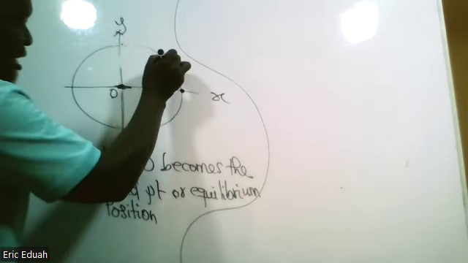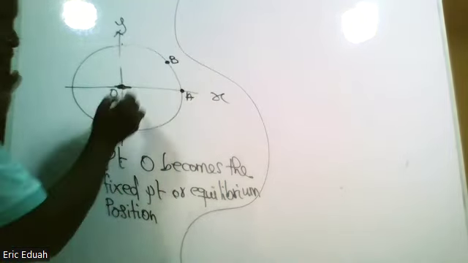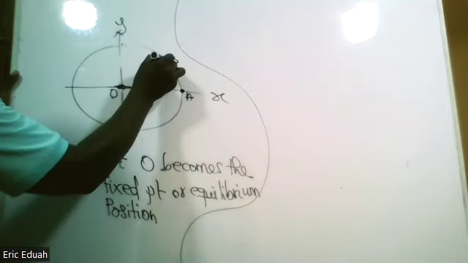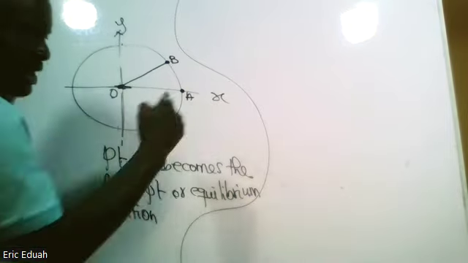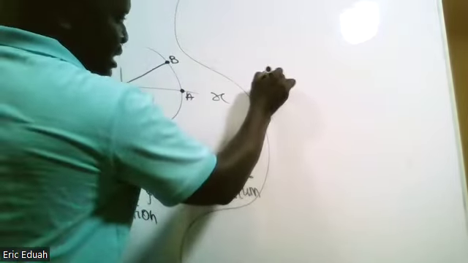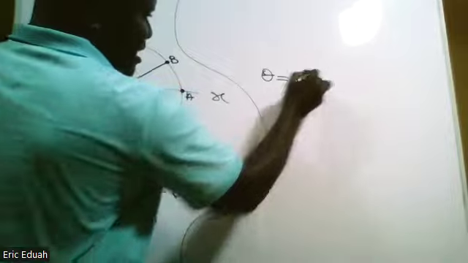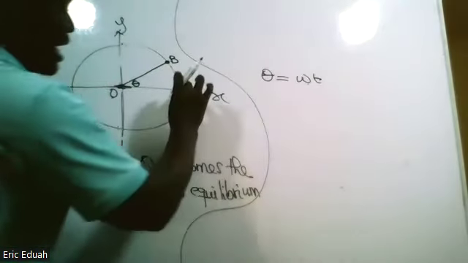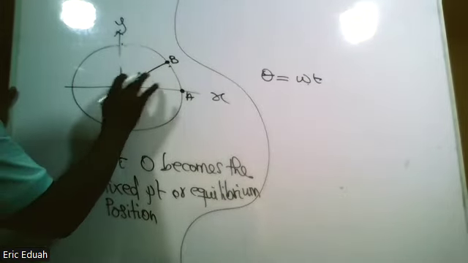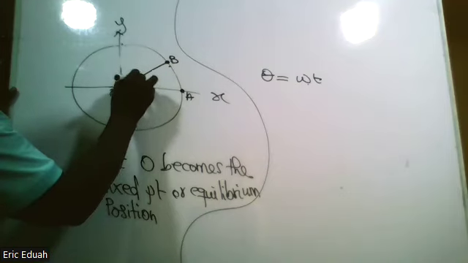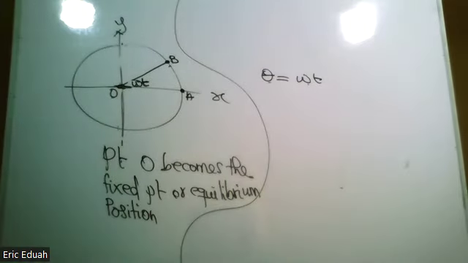The body has moved from A to B, and so this describes a certain angle at the center. But we just saw that theta at the center relates to omega t, because omega is constant and the time taken to move from any point is also constant. We are saying theta must be equal to omega t. So we are representing theta by this.